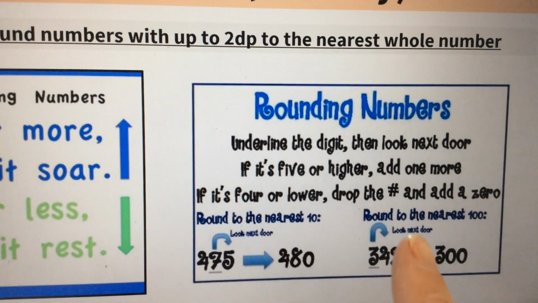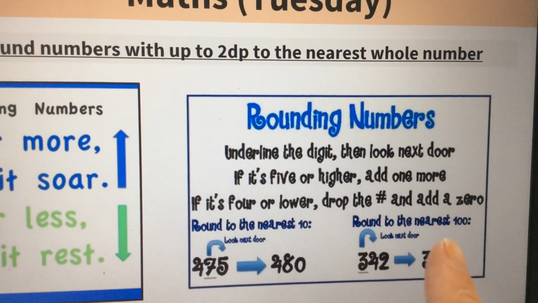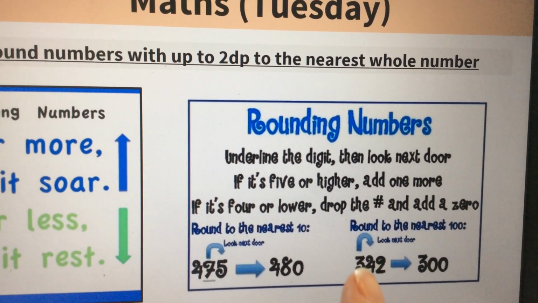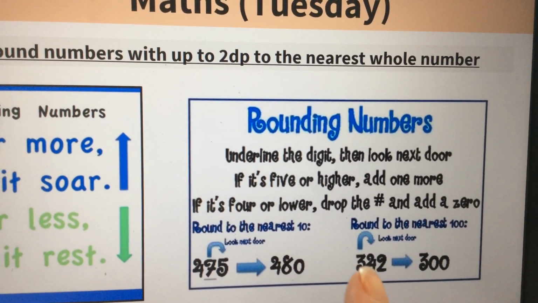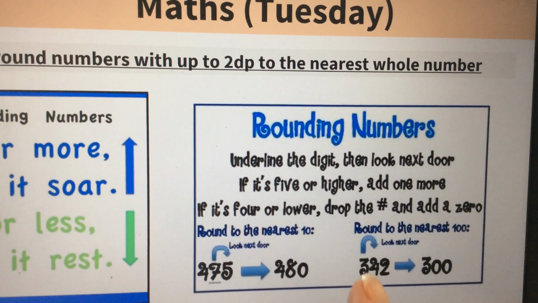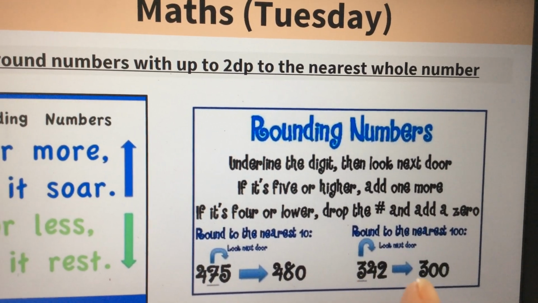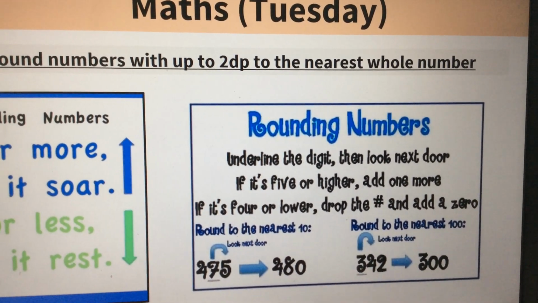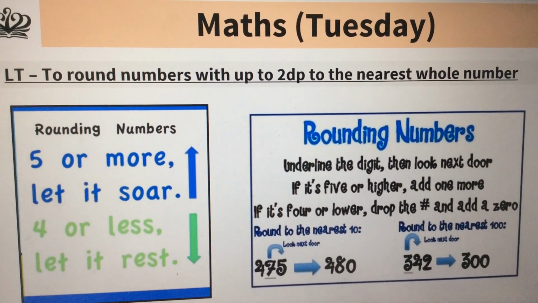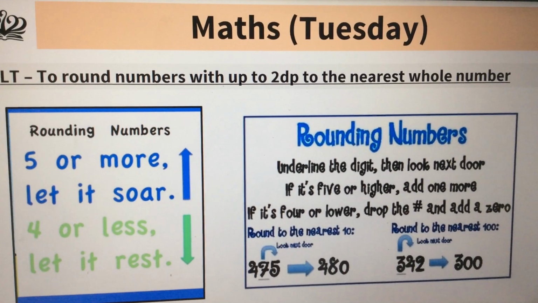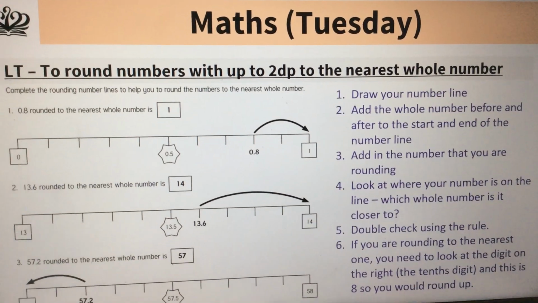So I would round up to 480. Okay. This one, if I was rounding to the nearest 100, then I would look, so I've looked at my 100 and I look to the number on the right, so that's a 4, so I'm going to round it down to the nearest 100 and that is 300. Okay, so we have to remember this rule, but we also need to know which digit we're looking at when we are rounding as well. Okay, let's give it a go.